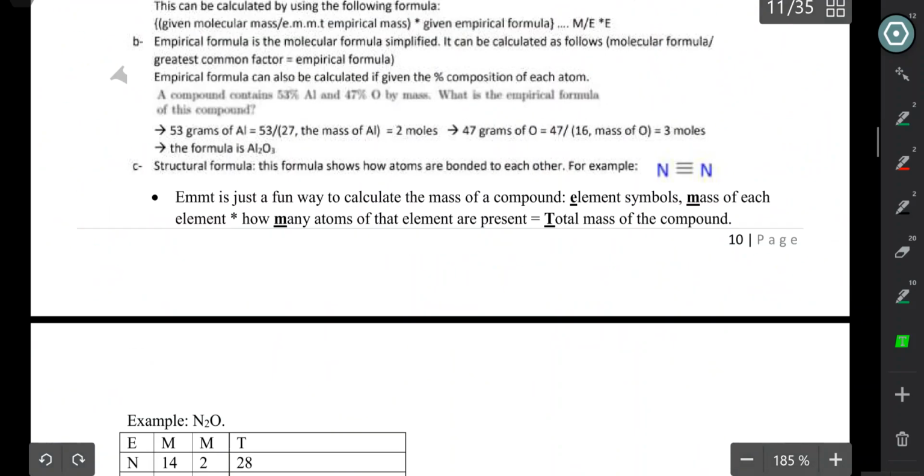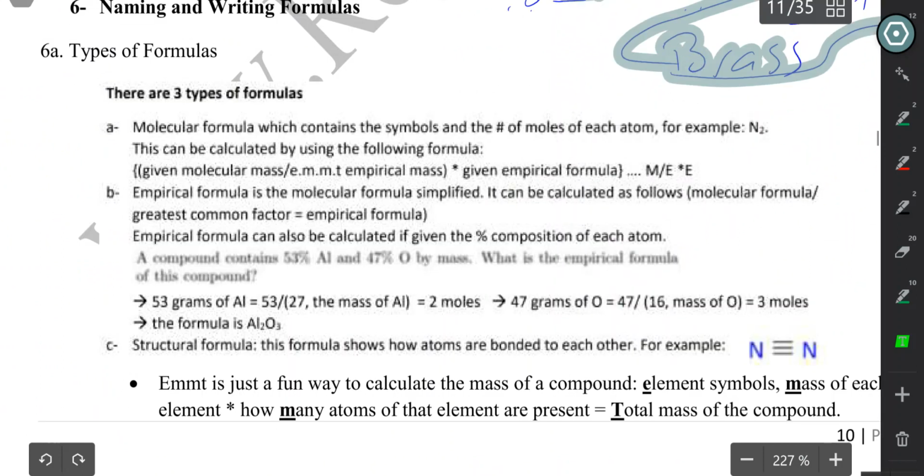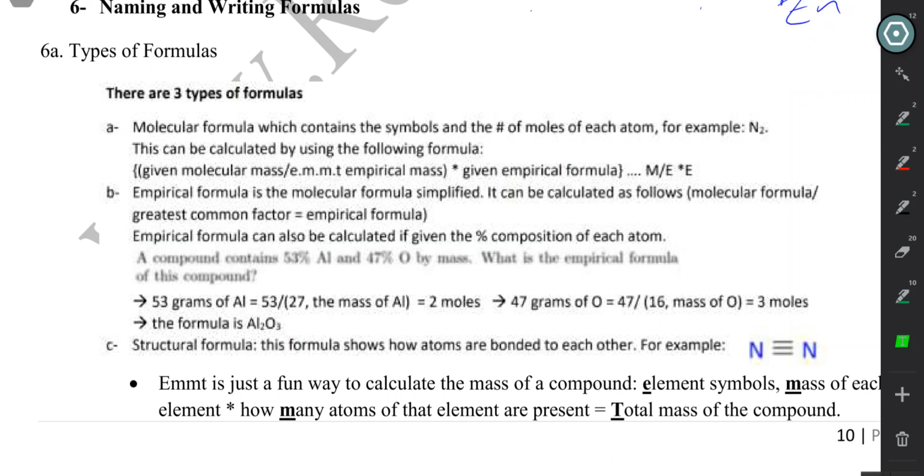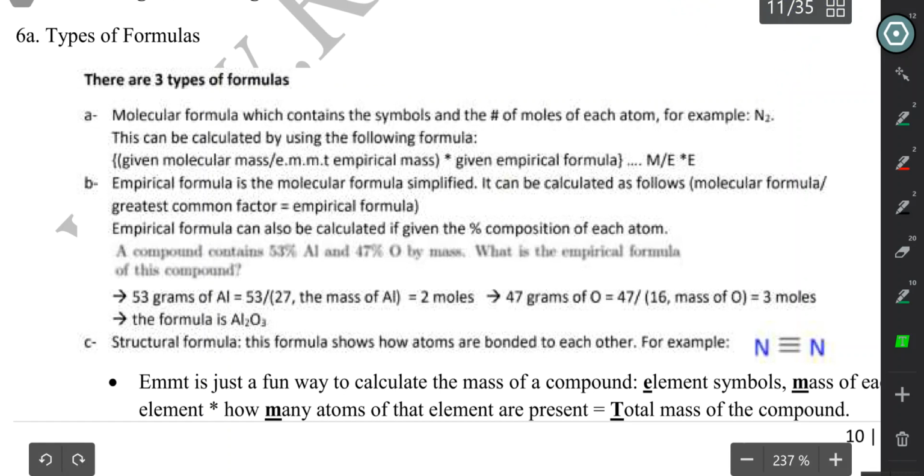All right. So our lesson today is about naming and writing formulas. Before we can do all of this, we can probably first answer the question, what are the types of formulas? There are three types of formulas. Molecular formulas, which contain the symbols and the number of moles of each atom.